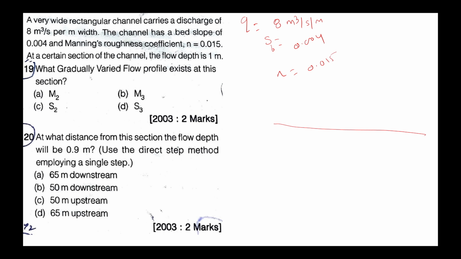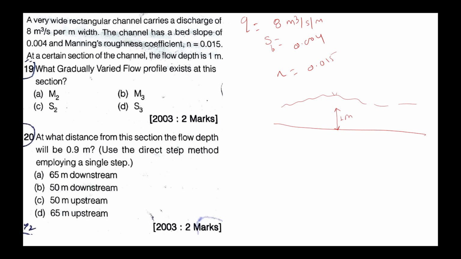This is the channel. At a particular section, water is flowing like that, but we don't know how much water is flowing or what the surface profile of the water is. I can draw here, 1 meter is the depth at a particular section. So what gradually varied flow profile exists at this section?